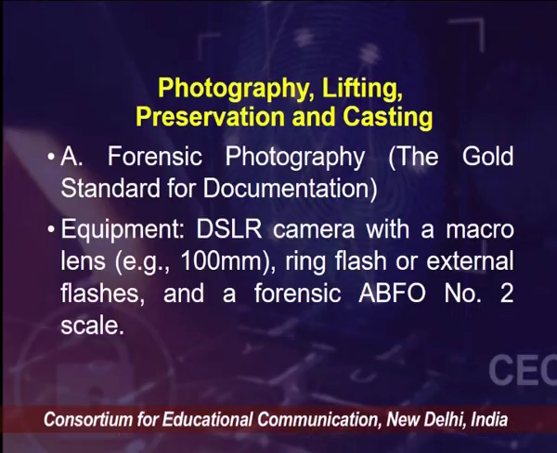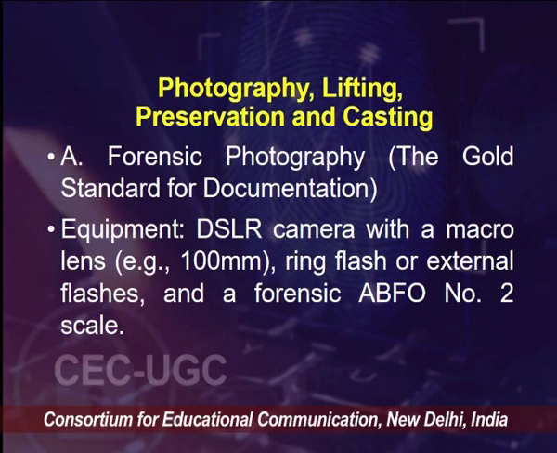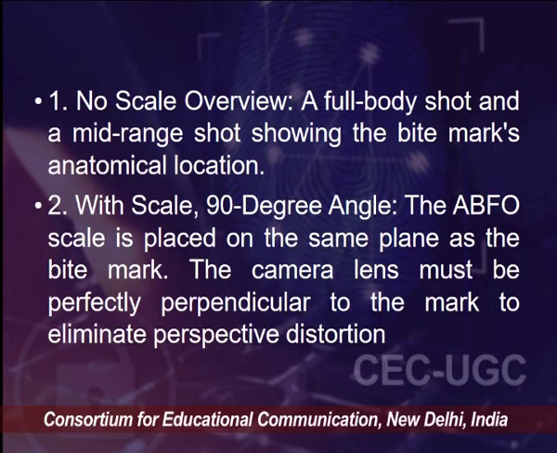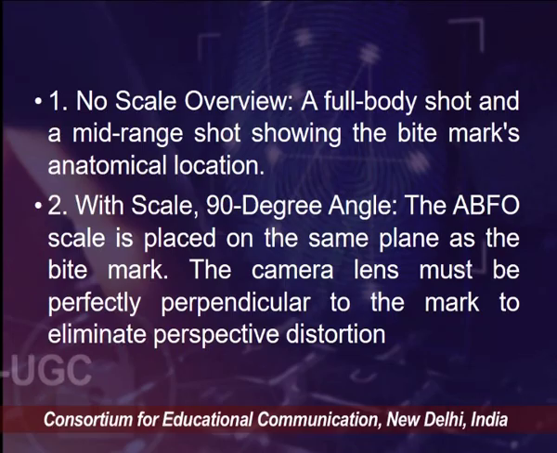But at the crime scene, what do we have to do? We have to go for proper forensic photography. The equipment we mostly use is a DSLR camera with a macro lens of around 100 mm with a ring flash or external flashes, and a forensic ABFO No. 2 scale. Firstly, we take photographs without a scale for overview: a full body shot and a mid-range shot showing the bite mark's anatomical location.